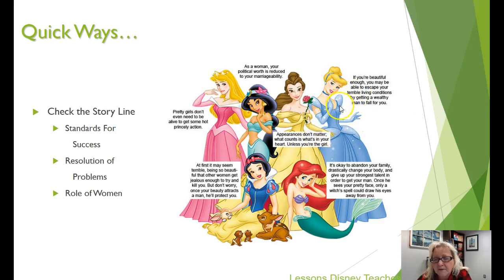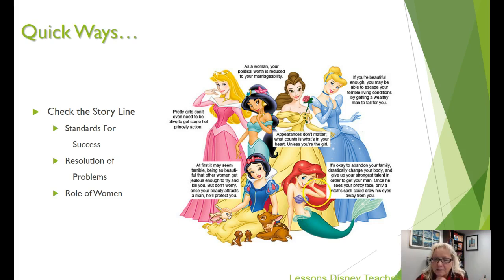So, Cinderella teaches if you're beautiful enough, you may be able to escape your terrible living conditions by getting a wealthy man to fall for you. And I always was bothered too by, and I'm not saying I don't love these movies, this is just another way these messages, these movies talk about could be interpreted.